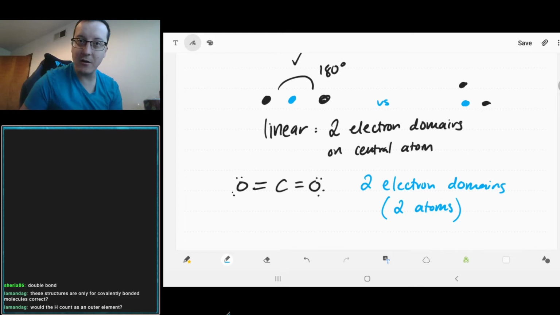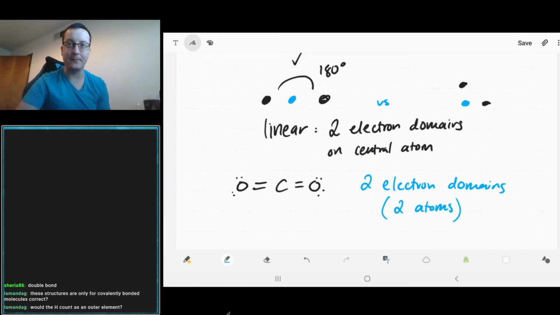It does not matter that they are double bonded. We are looking at the number of things that are on carbon. And there are only two oxygens on carbon. Two things only. That's it. And so we're going to see that carbon dioxide will be a linear molecule.